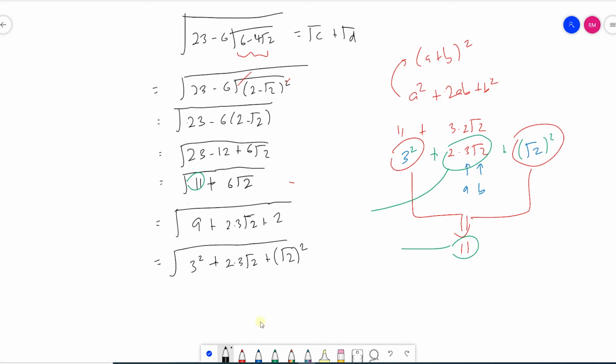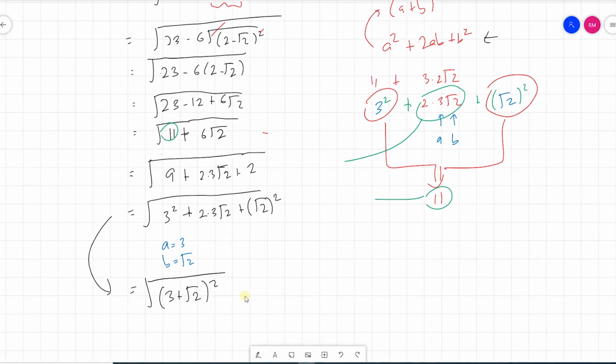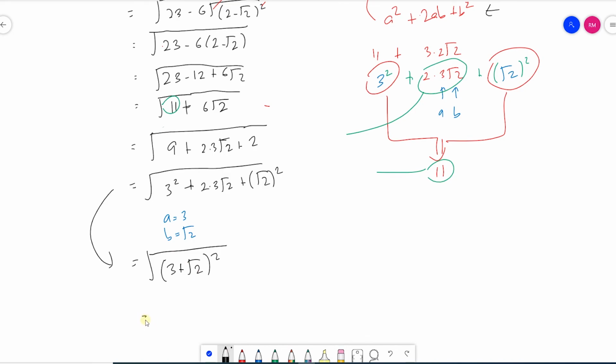So now it does match up with what we want. This is a equals 3, b equals surd 2. So a square, which is 3 square, plus 2a times b, which is 2 times 3 times surd 2, plus b square, surd 2 square. So it does match up with this formula, correct? So when we factorize this, we will be getting (a plus b) square, which is (3 plus surd 2) square. Now since everything is positive, it's not negative, we don't need to swap the position or anything. So we can simply cancel off the square root and square. We'll be getting the answer in the form of 3 plus surd 2.